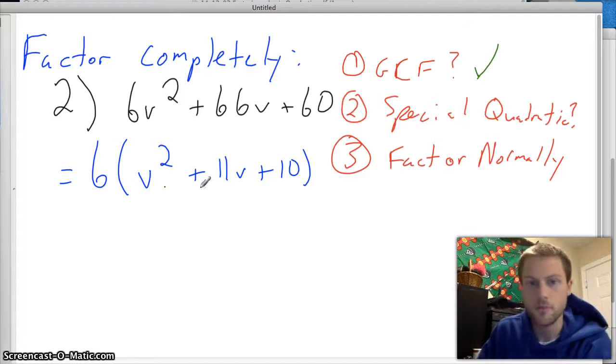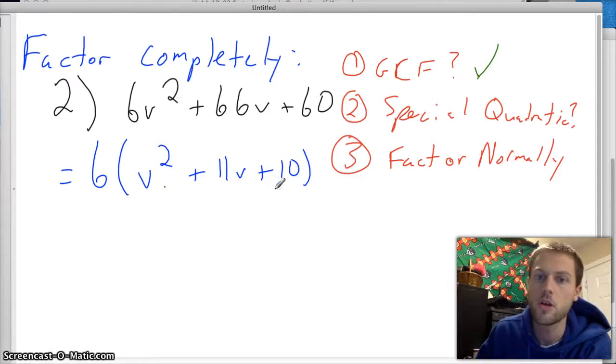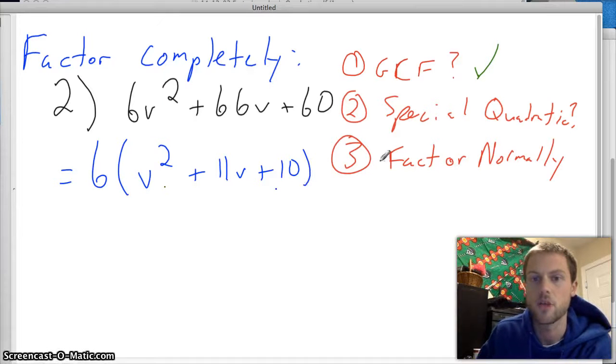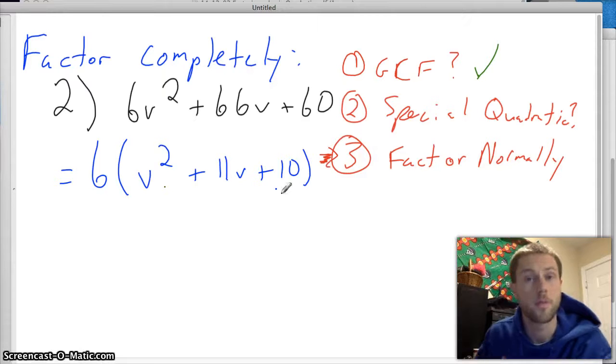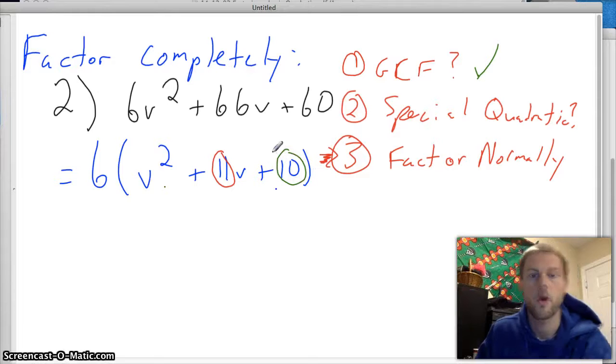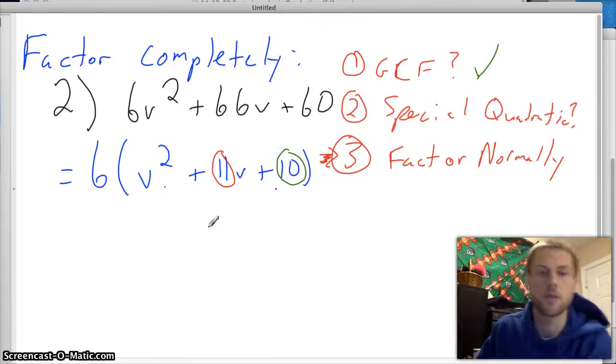Number 2, is this thing a special quadratic? Well, it's not. Again, we'd be looking at the C term to see if this thing is a perfect square. And since it isn't, we're going to have to just end up factoring this thing as we would normally. So at this point, we're going to take a look at the B term and the C term of the quadratic that I have inside of these parentheses.